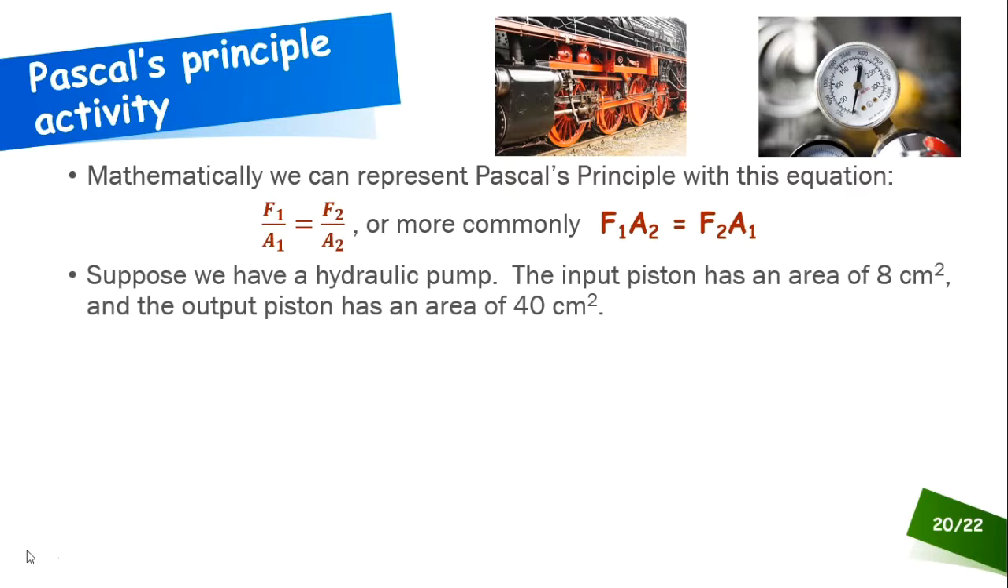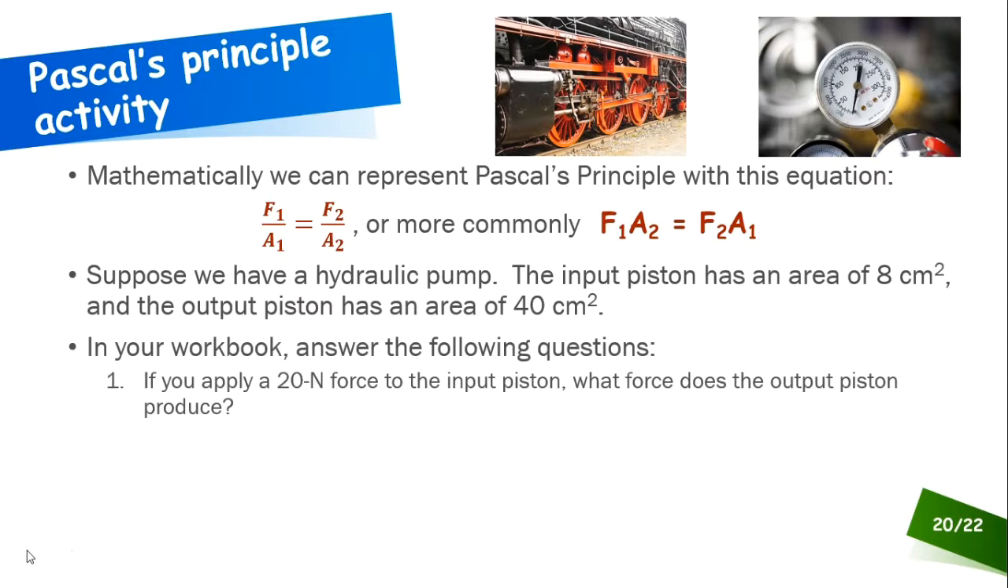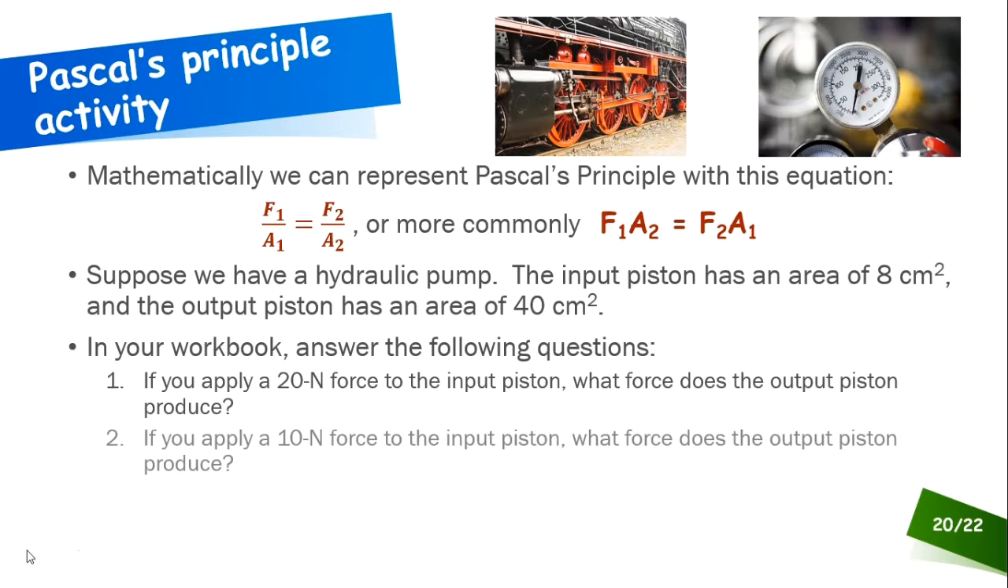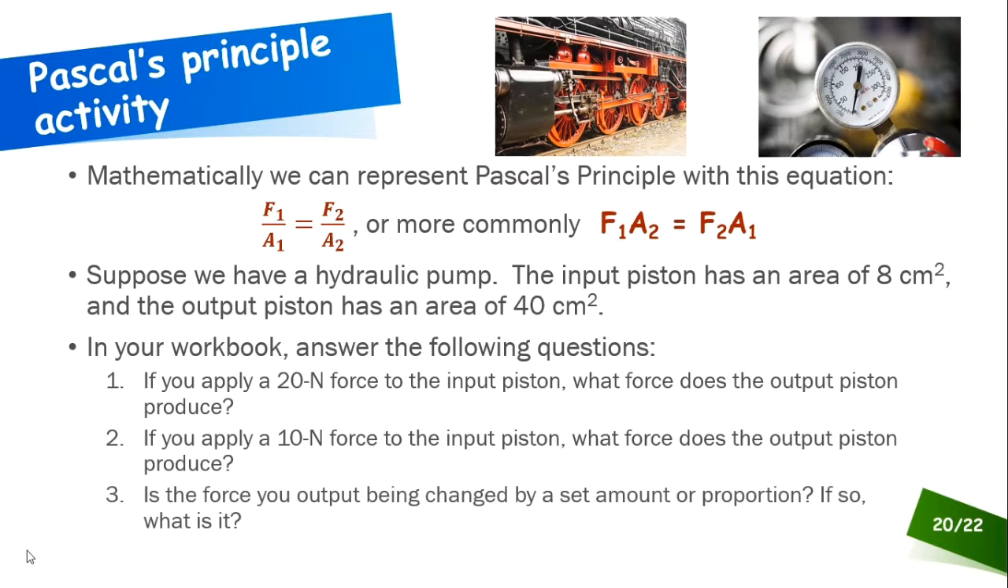So suppose we have a hydraulic pump with an input piston area of 8 square centimeters and an output piston area of 40 square centimeters. In your workbook, I want you to answer the following questions. If you apply a 20 Newton force to the input piston, what force does the output piston produce? Second, if you apply a 10 Newton force to the input piston, what force does the output piston produce? And third, is the force you output being changed by a set amount or proportion? If so, what is it? So go ahead, stop the video here, and then take a moment to answer these questions. And then when you get done, come back to the video and we'll see how well you did.